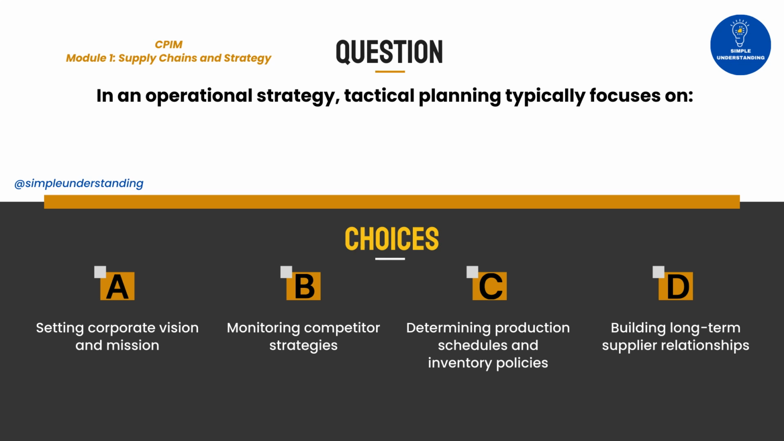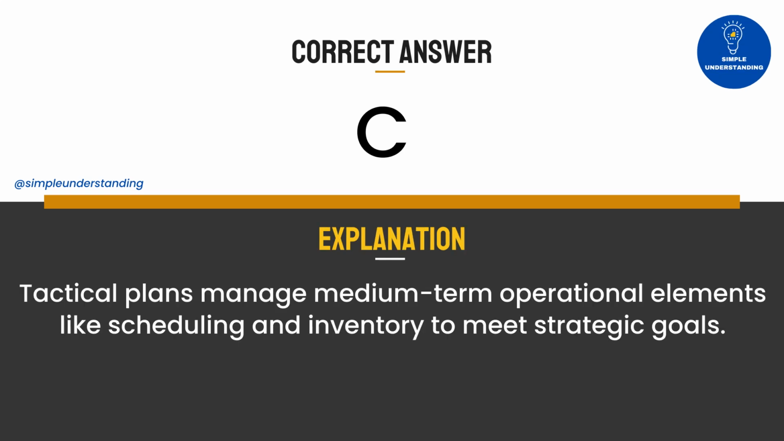Question 11. In an operational strategy, tactical planning typically focuses on A. Setting corporate vision and mission. B. Monitoring competitor strategies. C. Determining production schedules and inventory policies. D. Building long-term supplier relationships. Correct answer. C. Explanation. Tactical plans manage medium-term operational elements like scheduling and inventory to meet strategic goals.